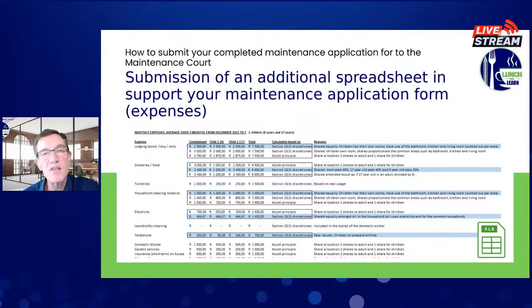So if you sit in a Section 6 inquiry, the informal inquiry, and the attorney says they don't agree with this and they don't agree with that, and you come to some kind of agreement on the amounts that are needed, that could be changed immediately and redrafted, and you could see the whole picture unfold in front of you. And that is the advantage of submitting an additional spreadsheet in support of your maintenance application form.